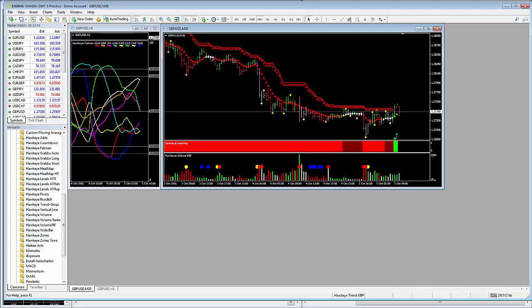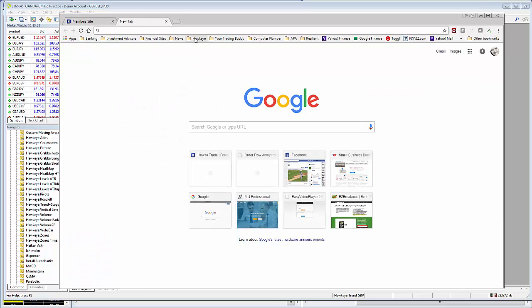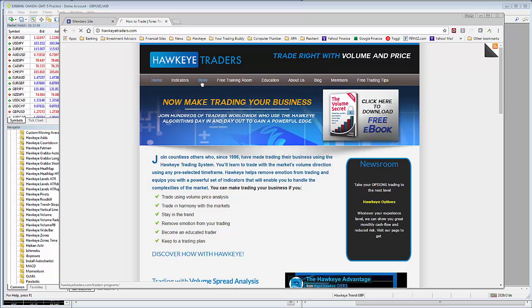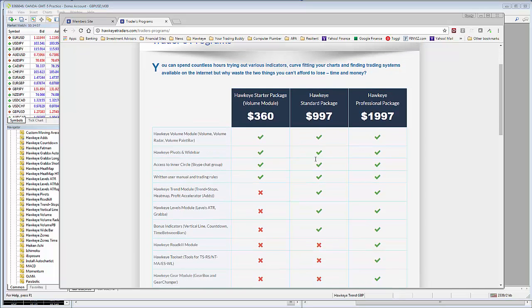So let me see if I can show you that real quick. This is the members area you have access to. Let me open up another window here. Go back to Hawkeye. So if you go into the store, that would be the Hawkeye standard package. That's the base package that you need. It has all the entry and exit methods that you need.